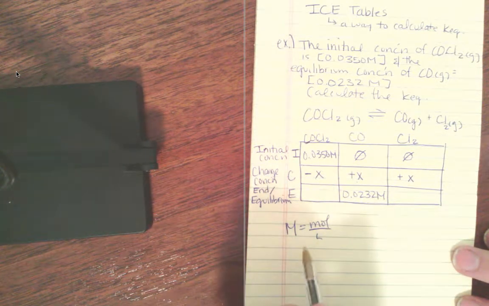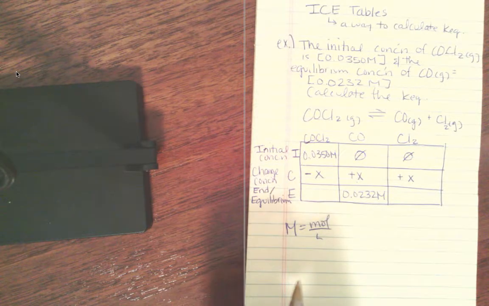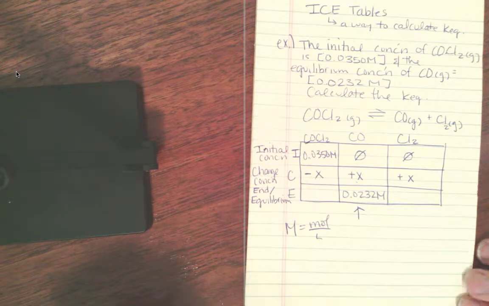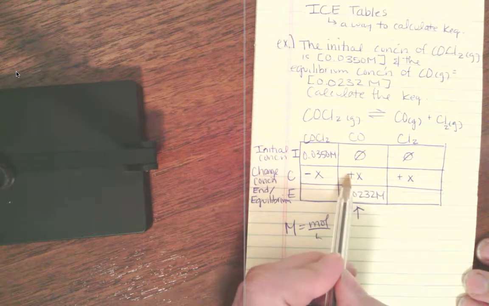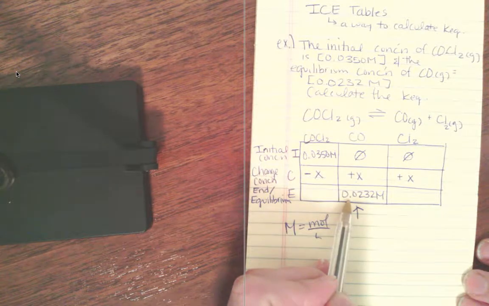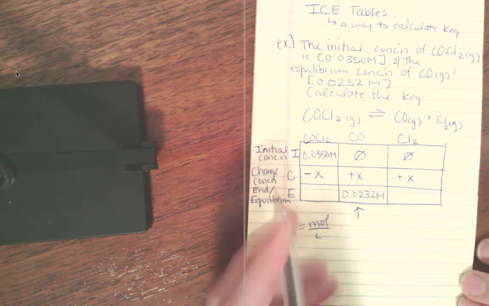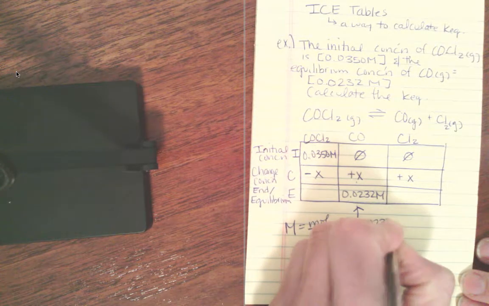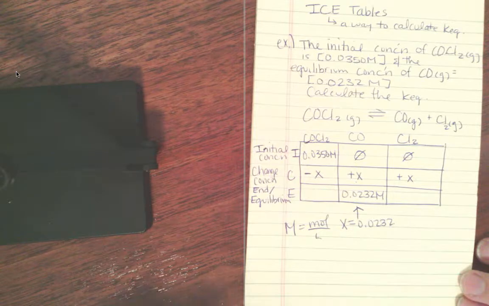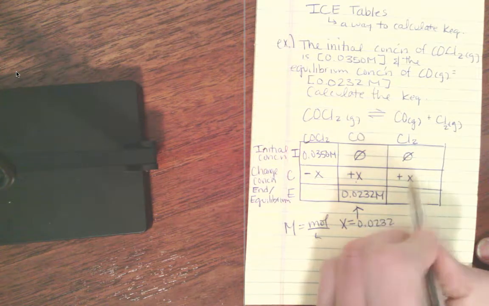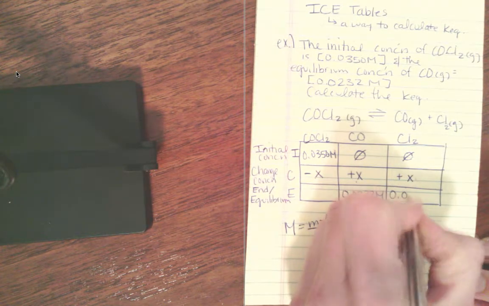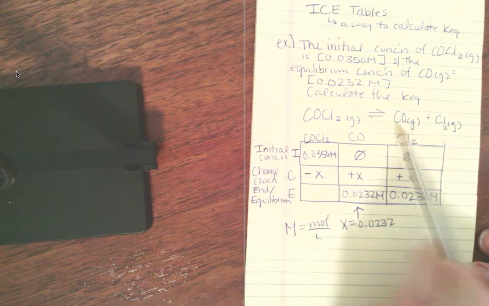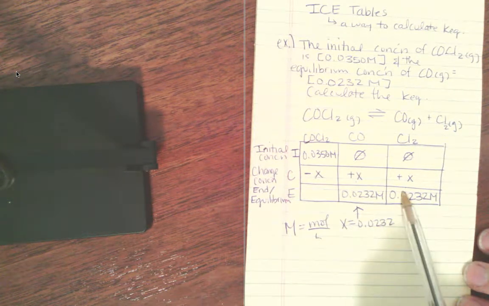One of these columns is going to determine the value of X. So this column right here is completely filled out, so that's the column that I want to look at. So this is showing that 0 plus X equals 0.0232 molar. So I can make the assumption that X equals 0.0232. And I can also make the assumption if this is 0 plus X, it would equal the same thing. So the concentrations, because this is a 1-to-1 mole ratio, are going to be equal at equilibrium.